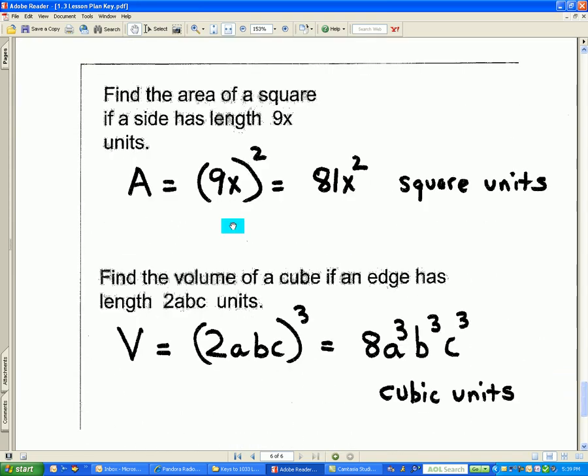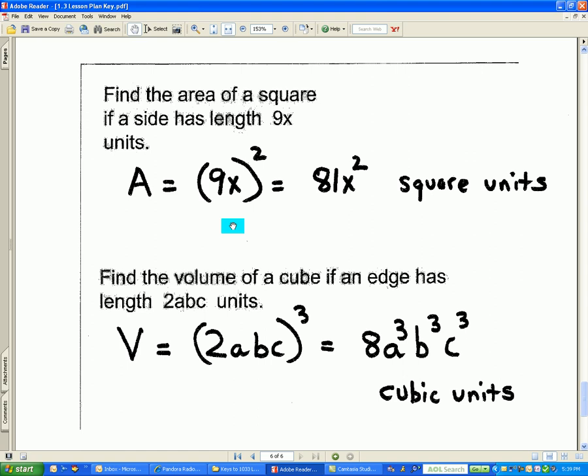Okay. Find the area of a square if one side of the square has length 9x units. Remember in math, if I just said to square something, you know you're raising it to the second power. So that's a little clue on finding the area of a square. You take the length of one side and you square it. So in this case, to find area A, I take 9x, put parens around it, and square it. I put the 2 on the outside of the parens as an exponent. The whole thing is being squared.